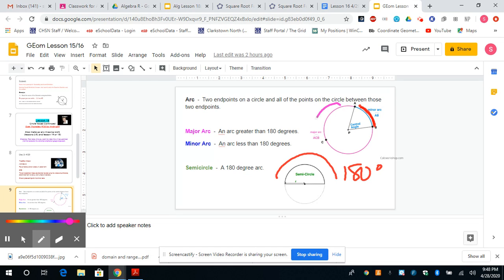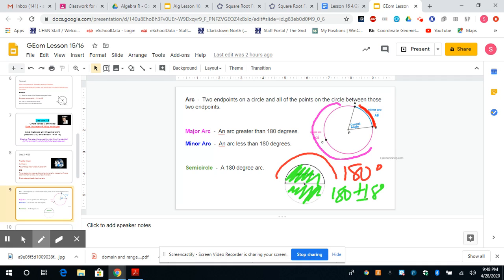This one has to be larger than 180. Think about it also in terms of the area of this whole circle. So this whole thing inside here is 180 degrees. If I added another half circle, I would get 180 plus 180, which would be 360, which is all the degrees in a circle, which we should know, right? A full rotation is 360 degrees.